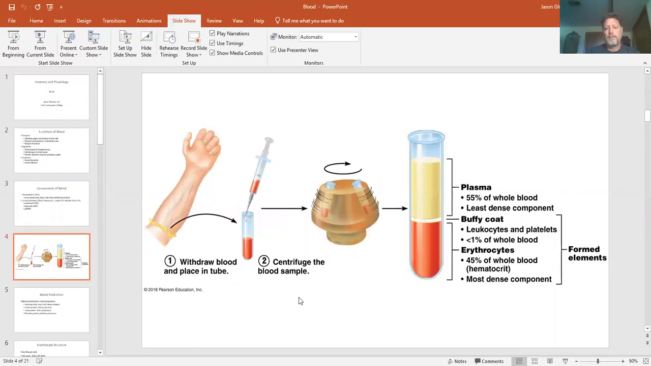And here it is. Anybody can take blood, put it into a tube, spin it down, and it'll separate out. The plasma will be here on top, the straw-colored stuff. And starting from this line right here, this buffy coat down, is the formed elements. Now, putting it in a centrifuge will make it separate out faster like this. But even if you didn't put it into a centrifuge, you just let a test tube sit there with blood, it will separate out like this eventually.